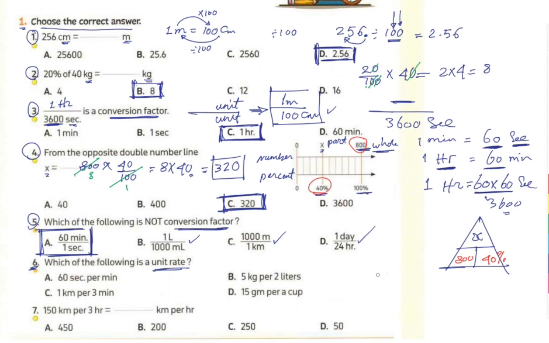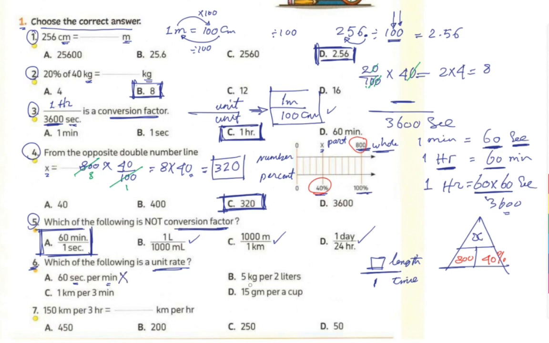A unit rate must have different units, like here length and time. And the second term must be 1, and we have a number here. That's called a unit rate. Okay, 60 seconds per minute: if you note, second and minute are time and time, so that's false.